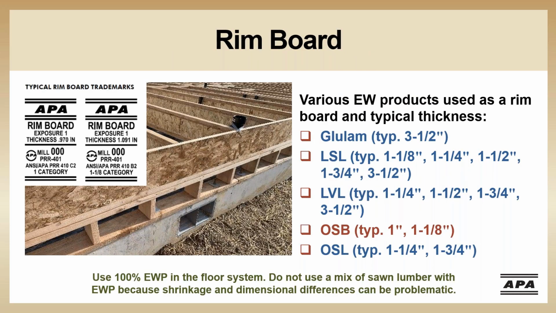The products listed here can all be used in the rim application. So all of the products listed can have APA stamps, but APA rim board is made from OSB. And it's important to remember to use all engineered wood products in the floor system because we recommend never mixing sawn lumber with engineered wood products. Now, the reason we recommend this is due to shrinkage and dimensional differences that can occur.